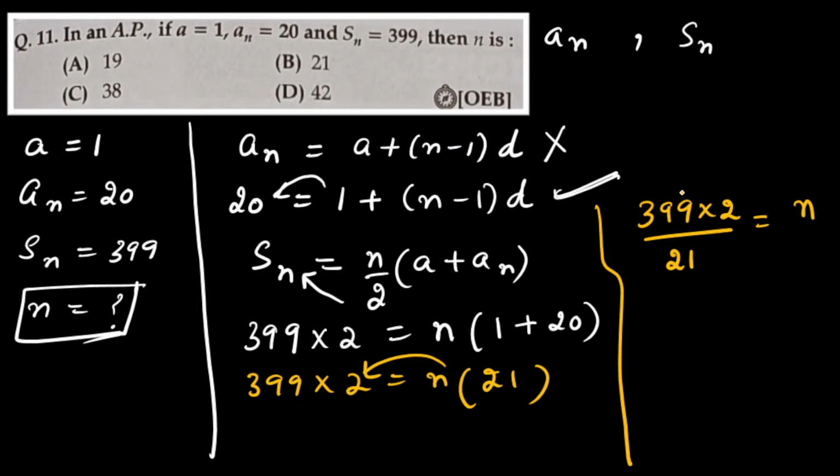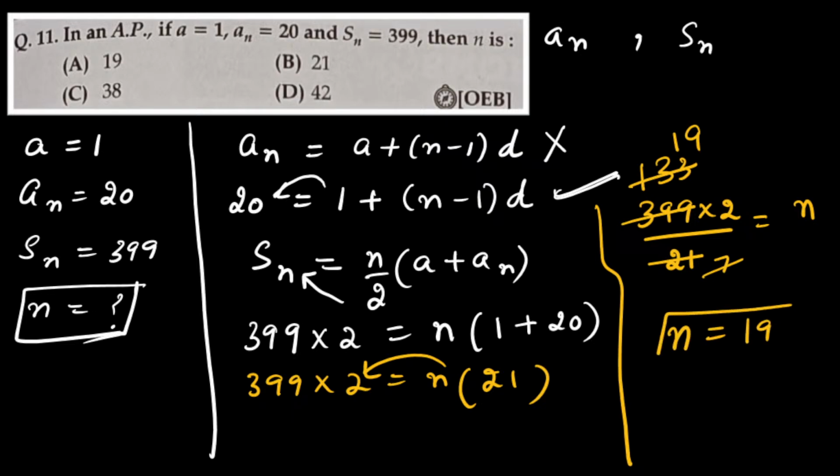Now we can do cancellation. It's clearly visible. Both numbers are in 3's table: 3 into 7, 3 into 133. Now this number will go in 7's table. So 7 into 1, 7 into which number? 19. Yes, 7 into 19. So n is equal to 19. Number of terms is equal to 19.